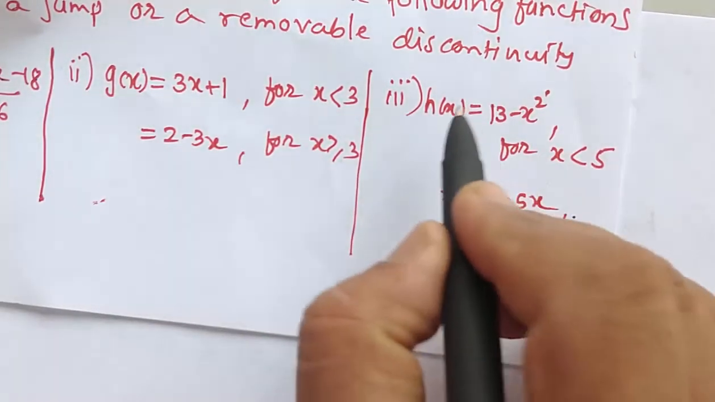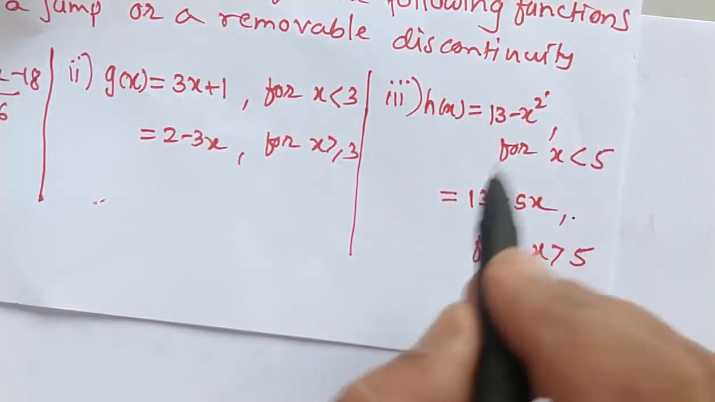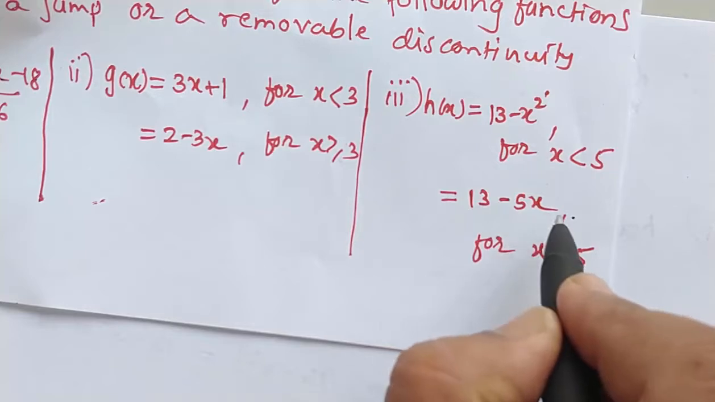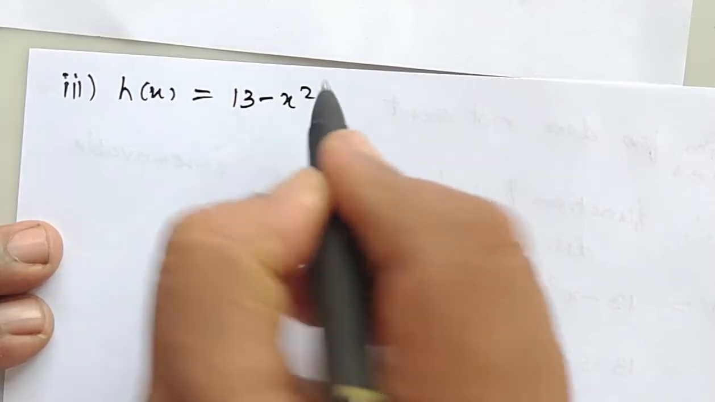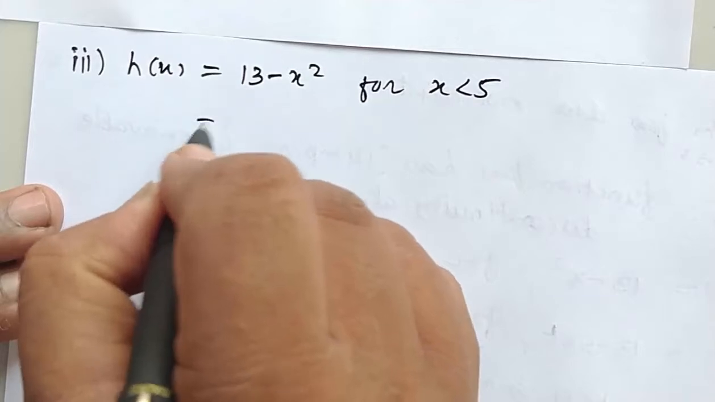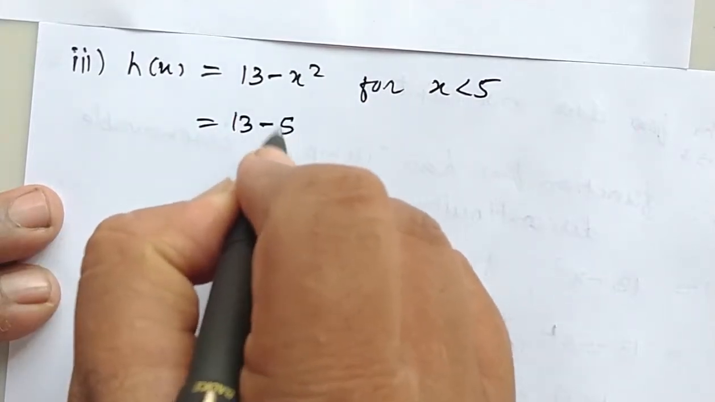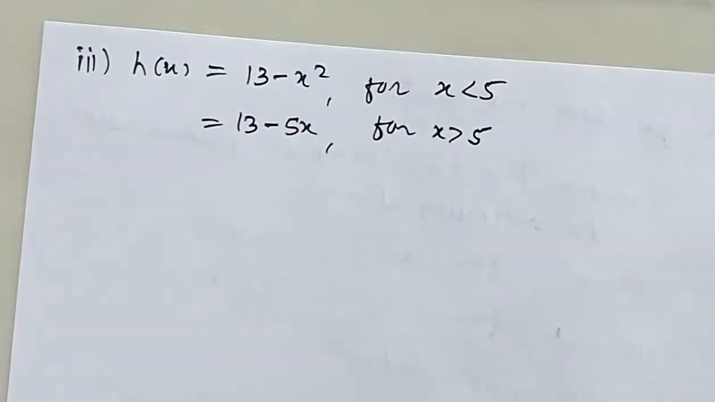Now the third example, h of x is equal to 13 minus x square for x is less than 5. It is equal to 13 minus 5x for x is greater than 5. Number third, h of x is equal to 13 minus x square for x is less than 5. It is equal to 13 minus 5x for x is greater than 5.